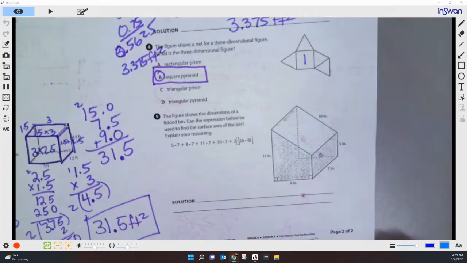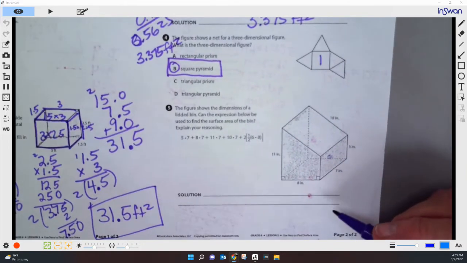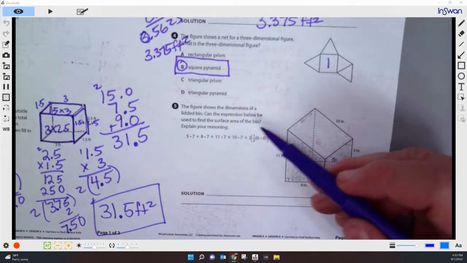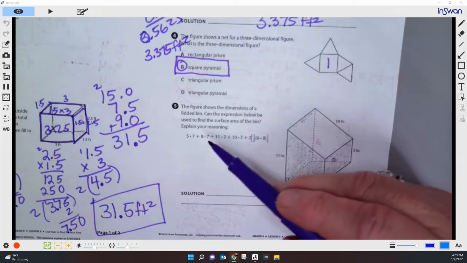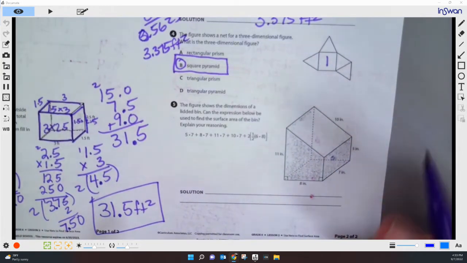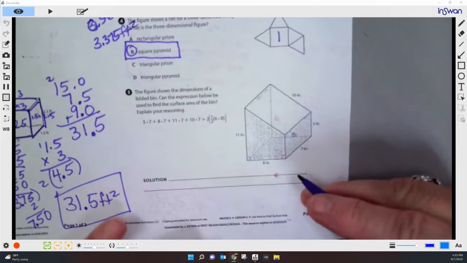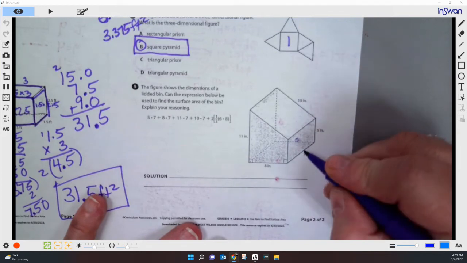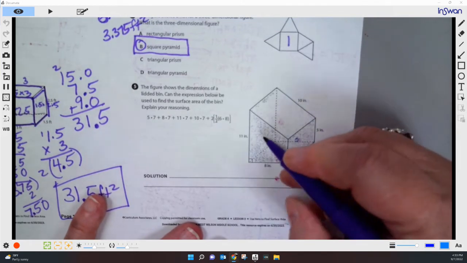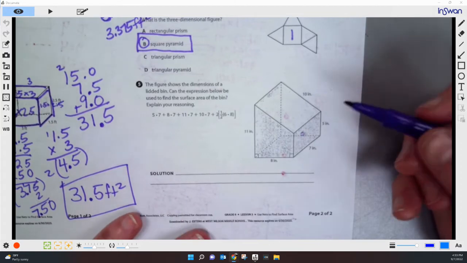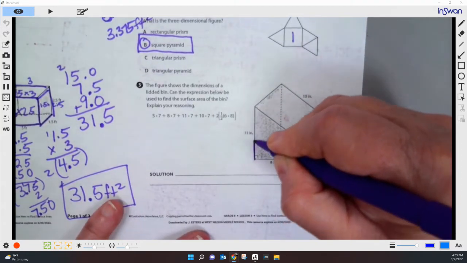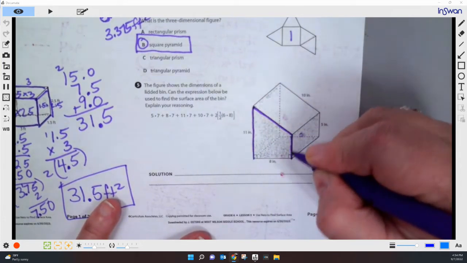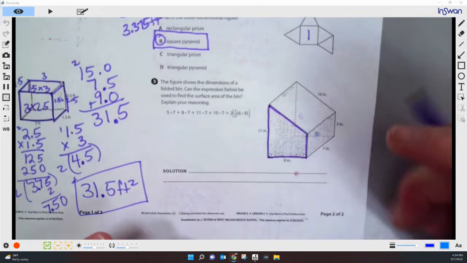And the last one, it is asking you for the dimensions of this bin. Can the expression below be used to find the surface area of the bin? Explain your reasoning. Now, when we look at this, it is not an ordinary shape. You have rectangles for the lid, the front, the bottom, and the back. So you got 4 different rectangles. And then you've got trapezoids on each side that are the same. So I have 4 individual rectangles that are all different, and then I have 2 trapezoids that are going to be the same.